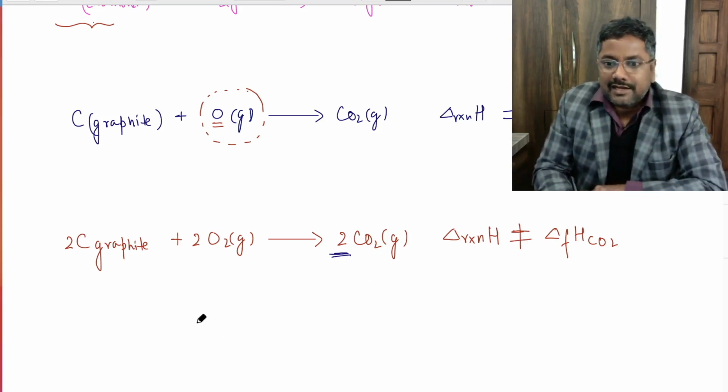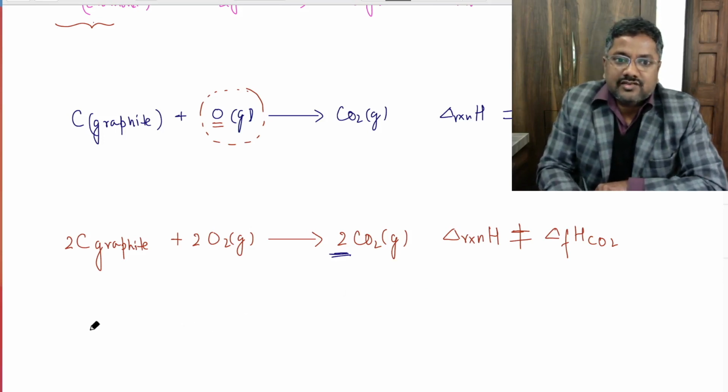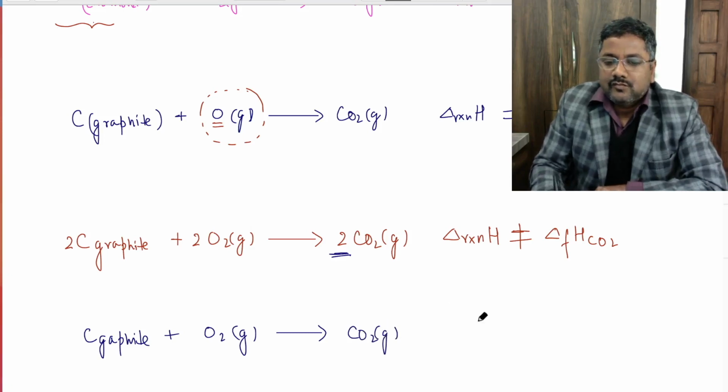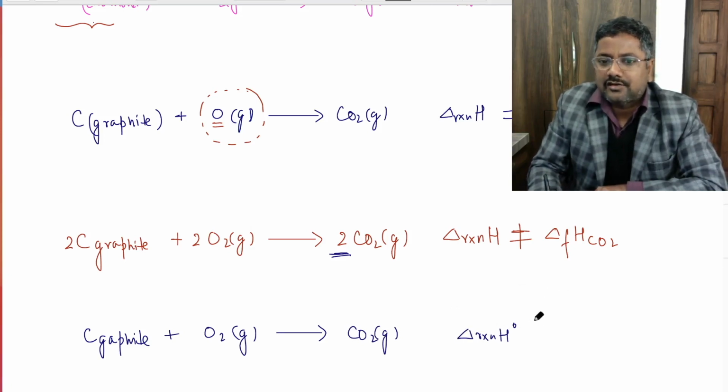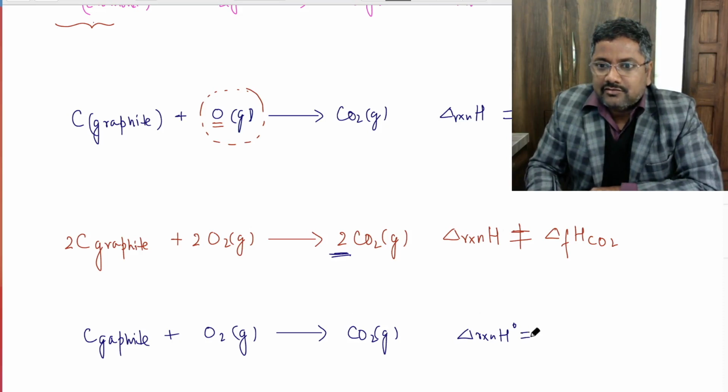So what is the correct equation for the enthalpy of formation of carbon dioxide? The correct equation is carbon graphite plus O2 gas gives CO2 gas, and this time whatever the delta H naught of reaction is, because for standard conditions we have taken 1 bar, that is equal to the standard enthalpy of formation of carbon dioxide. This time it is correct.